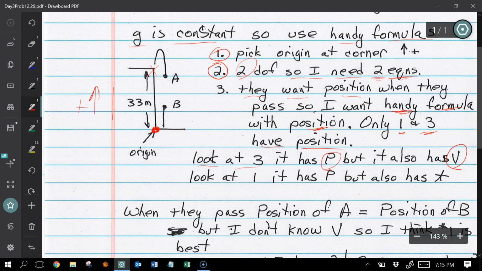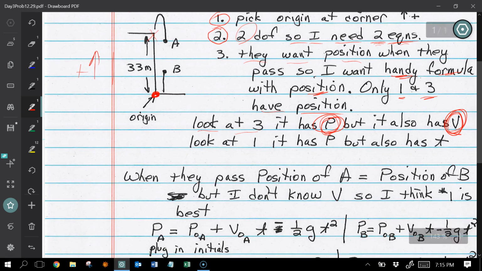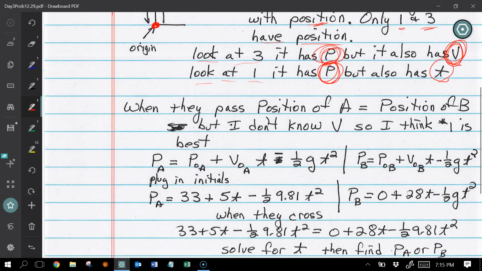But if you have both of these unknown, I don't know where they intersect, and I don't know how fast they're going when they're there. Those are two things. It's too many unknowns. But the first equation has position, just like the other one. It has time. So I'm going to find the time for A to do something, and it'll be the same time for B. Those are very typical.